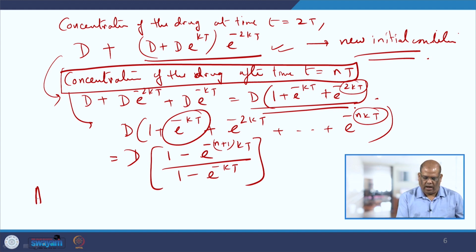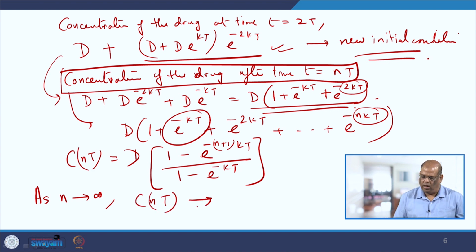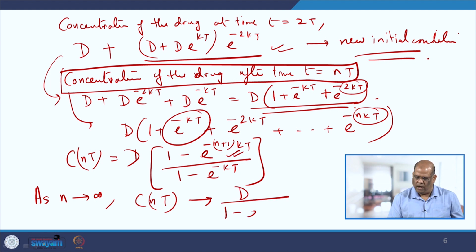And as your n becomes large, your C(nT) will tend to a steady value, as this part goes to 0. So, it is D by 1 minus e to the power minus kT.